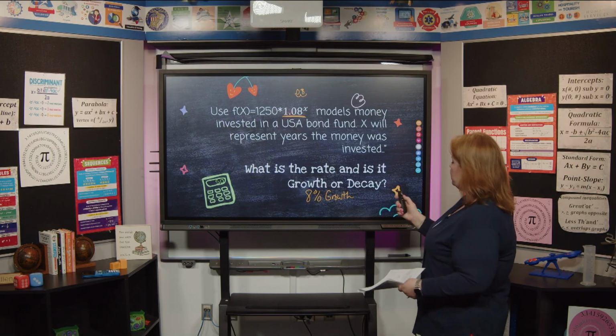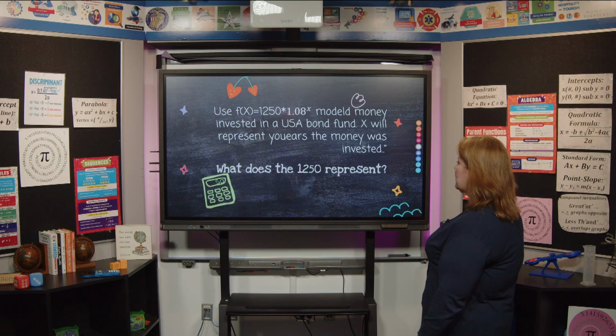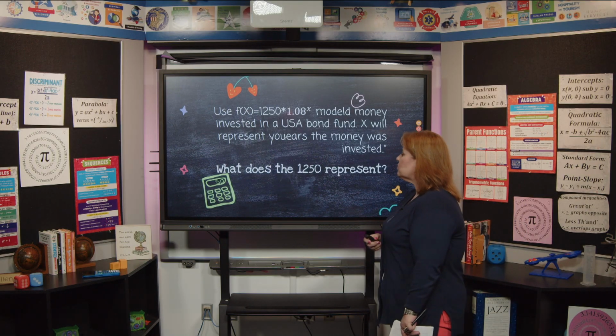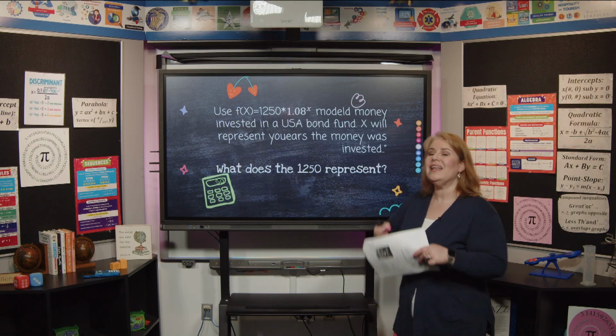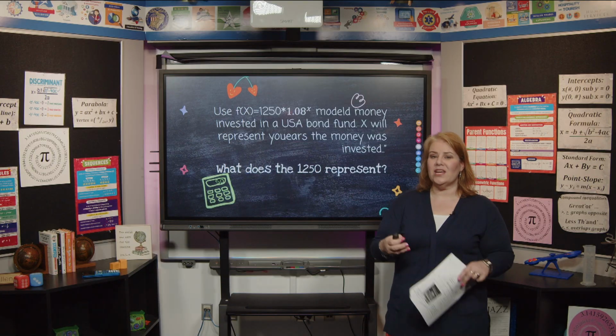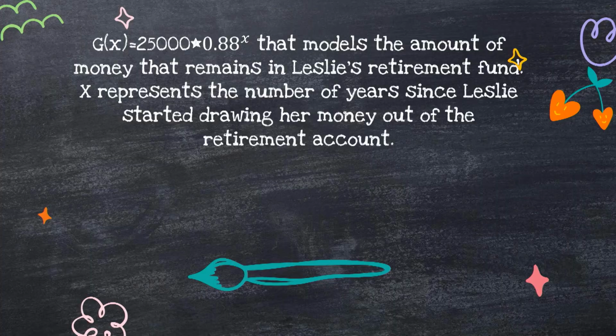All right, let's look at our next one. If we use this as our investment, what does the 1,250 represent? Obviously, that's the money that we started with. So that's our initial amount that we invested. Remember, initial means the beginning amount. All right, so let's look at one more. G of x equals 25,000 times 0.88 to the x, which models the amount of money that remains in Leslie's retirement fund. X represents the number of years since Leslie started drawing her money out of the retirement account.